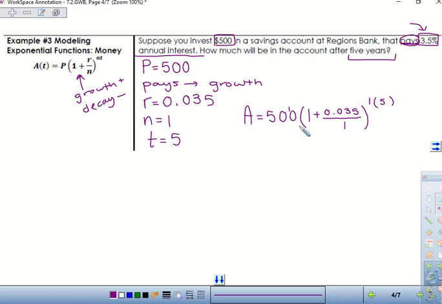Alright, so from here, I like to simplify as much as I can inside of the parentheses. So it's going to give me a equals 500 times 1.035 to the power of 5. So what you can do now with these calculators, you can go ahead and type this in, okay? So we have 500 times 1.035 caret 5, the power of 5 symbol. And what you're going to end up with is 593.84.